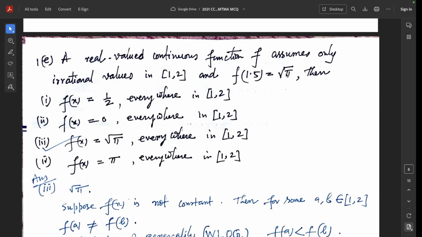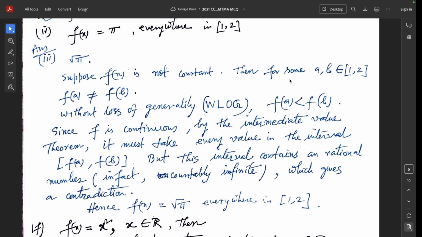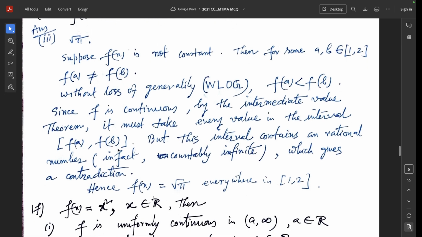Root pi is irrational. The rational values are countably infinite, but the irrational values are uncountably infinite. It must take every value in the interval between f(a) and f(b). This interval contains a rational number, which gives a contradiction.